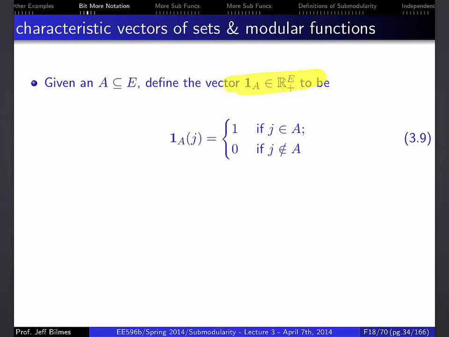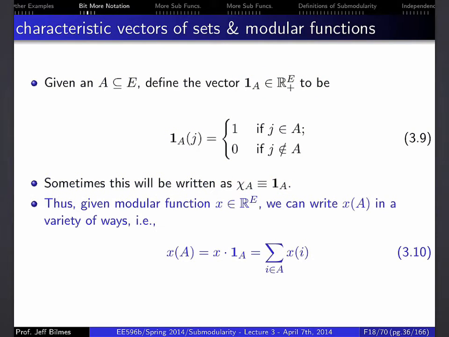If we've got a set A, we're defining the characteristic vector 1 of A in R^E as basically 1 if the element j happens to be in A and 0 otherwise. So it's just called the characteristic vector. So you should know that, and we will be using that. Sometimes people use chi. We're going to use 1.